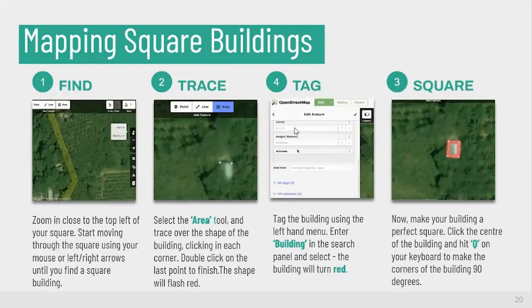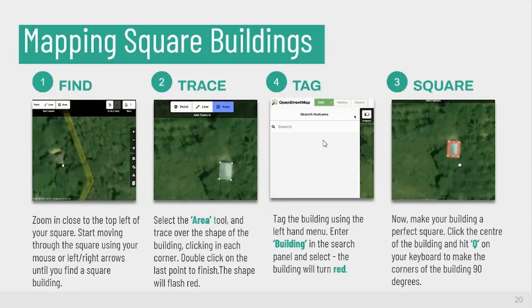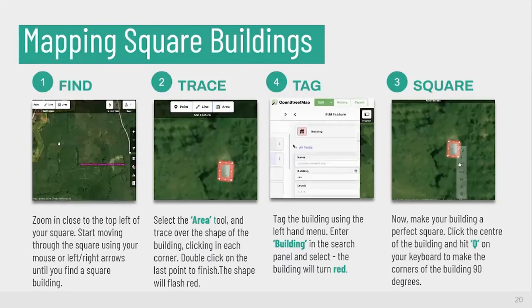After you have mapped the building, it's always advisable to tag what you have mapped. Is it a building? There are always tags, and you'll be given the options. Is it a building? Yes. Is it a road? You can tag the roads with the various tags for roads.